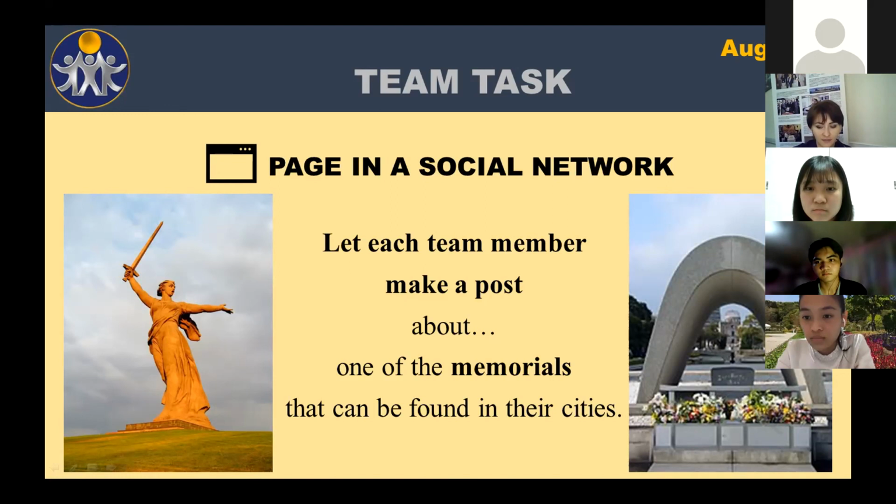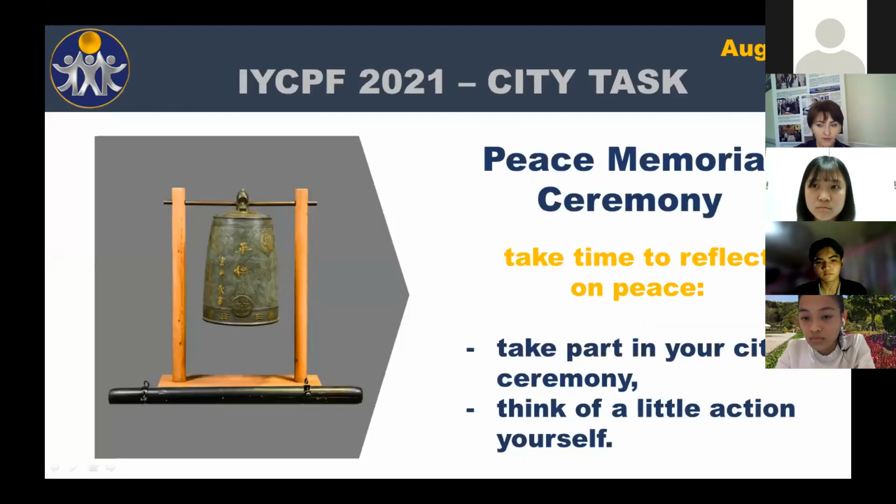And next, please pay special attention because it will not be a team task, but a city task. The co-organizers of our conference are Volgograd and Hiroshima. I have just heard a lecture about Volgograd and its history. And on August 6th, Hiroshima will be remembering a very important and terrible date in its history. The anniversary of the day of the atomic bombing.